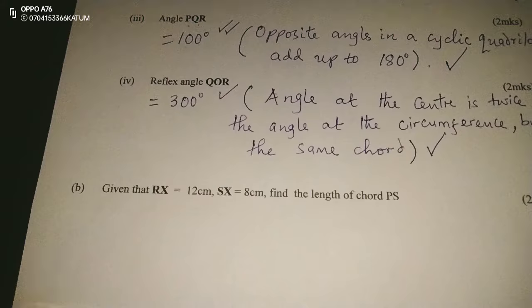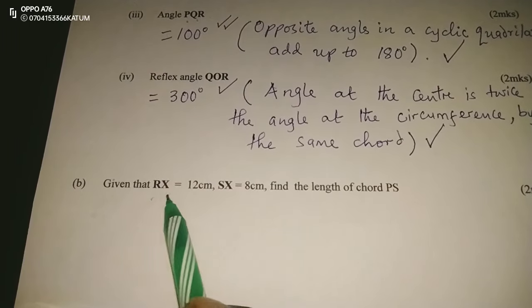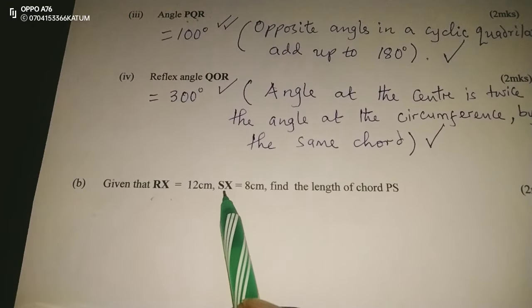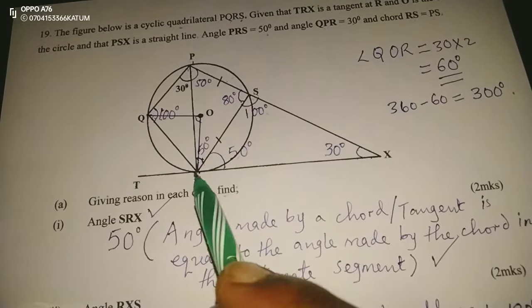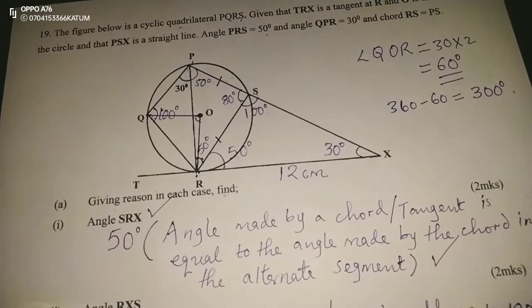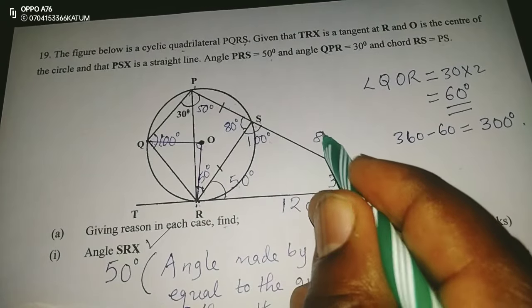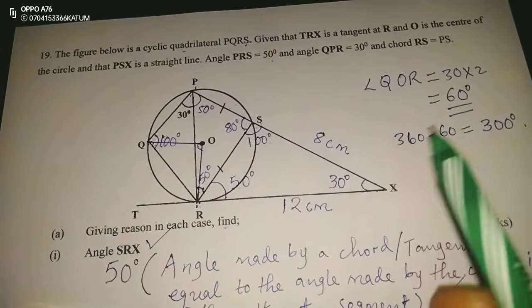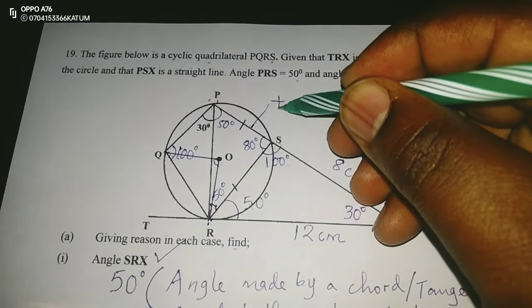Finally, we got a part B here, which is dealing now with chords. We are told that given that RX is 12 centimeters and SX is 8 centimeters, find PS. This is 8 centimeters. Find PS, this length. We can let it be x actually.